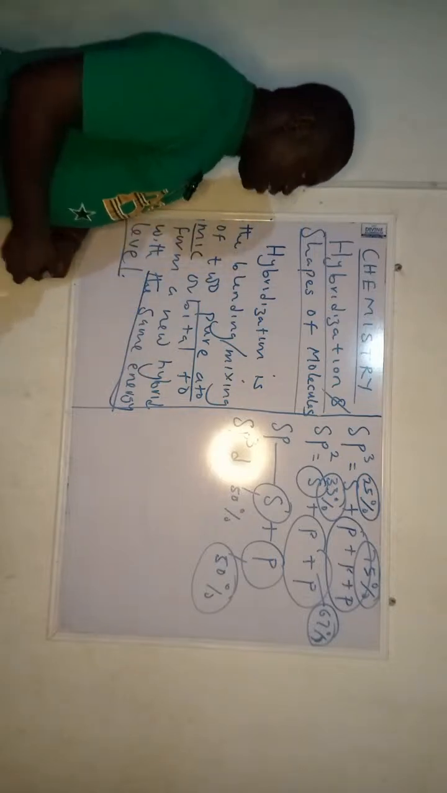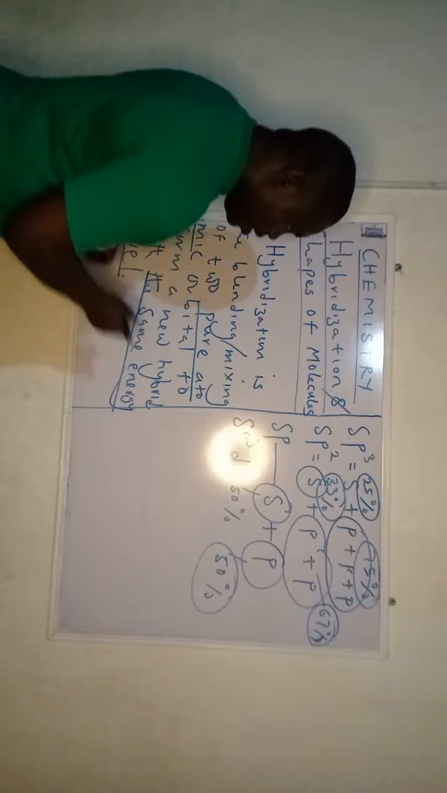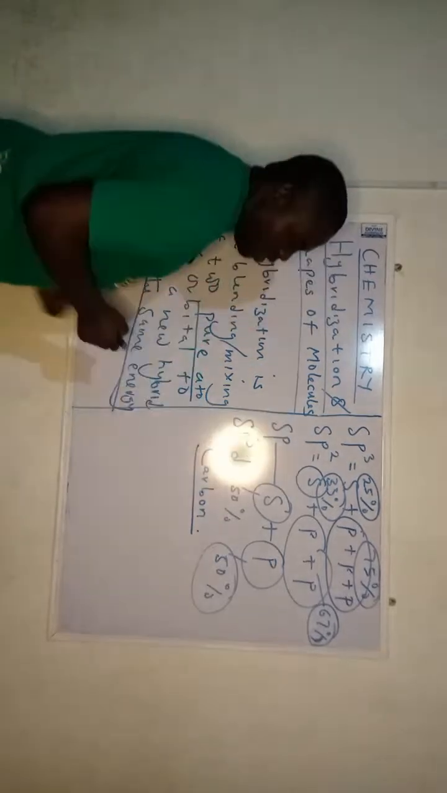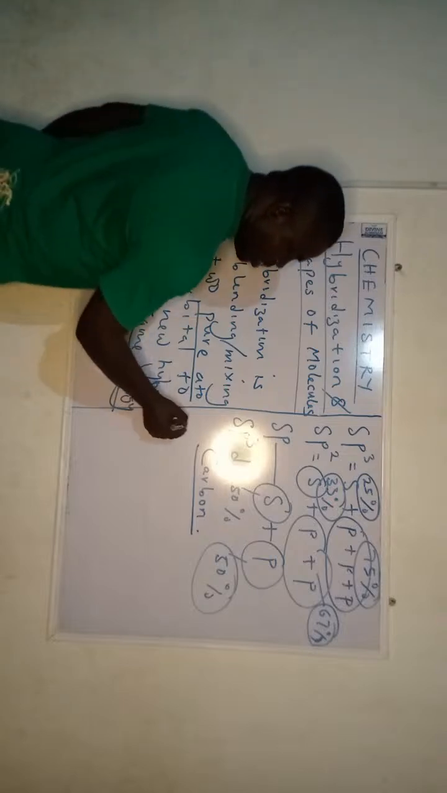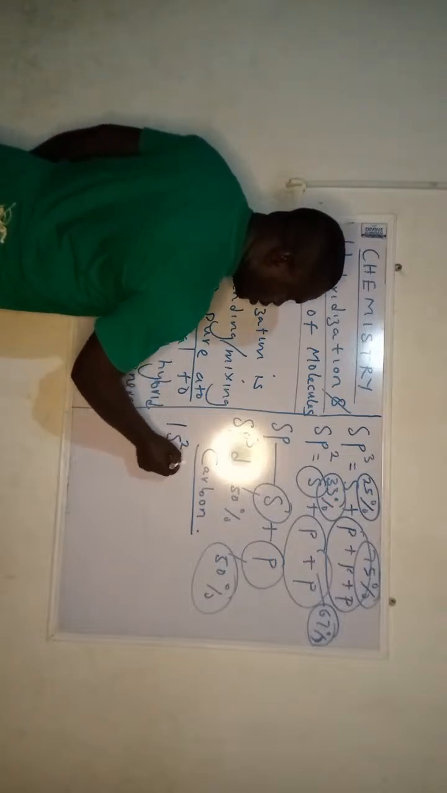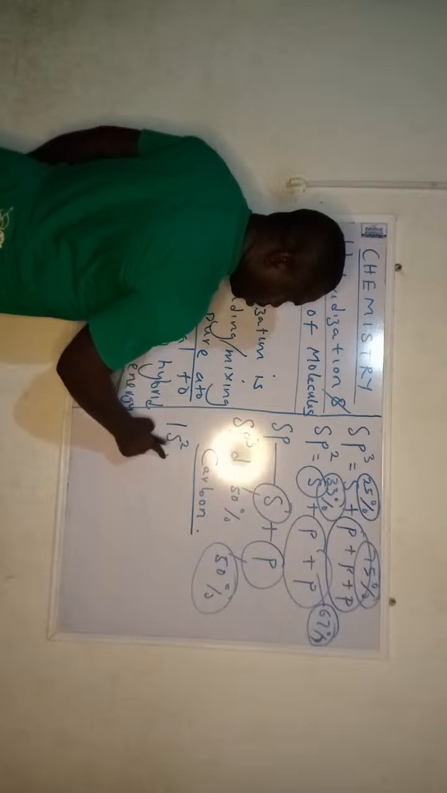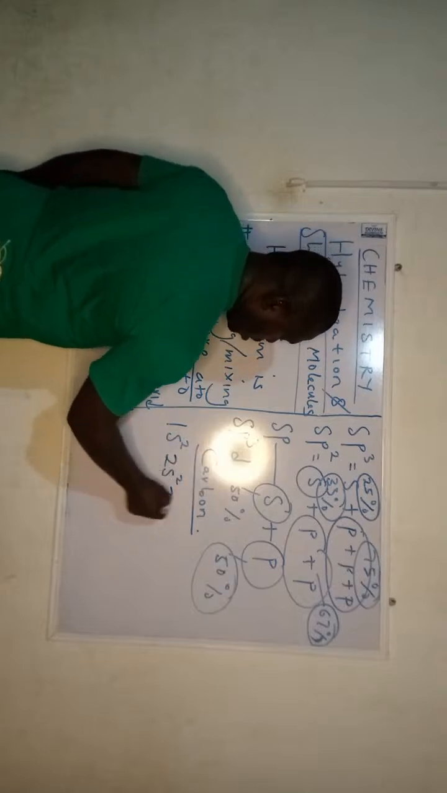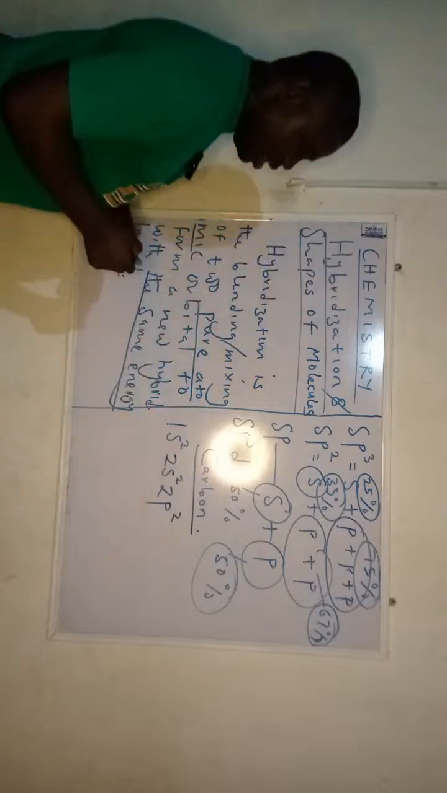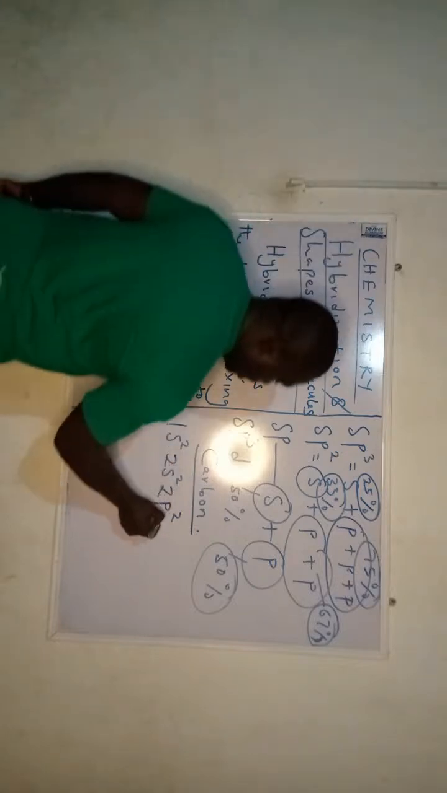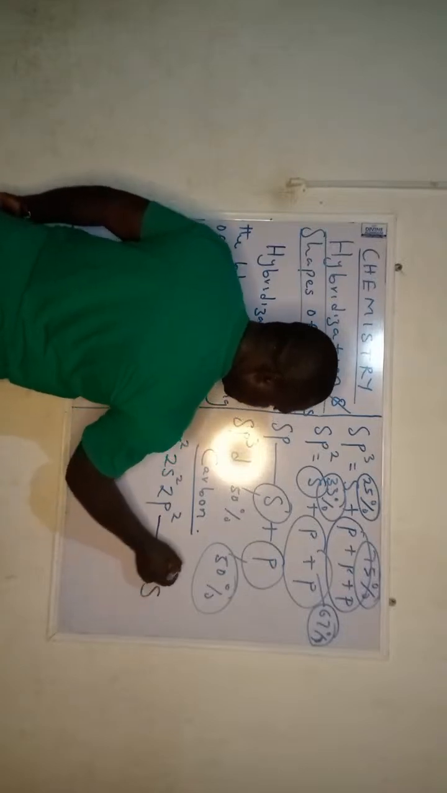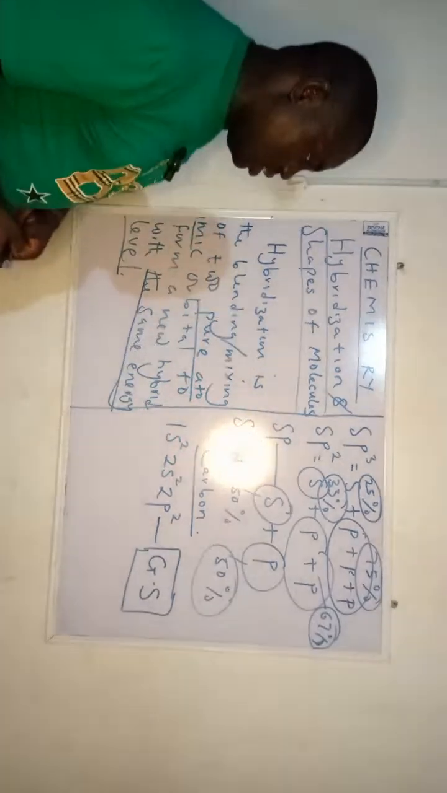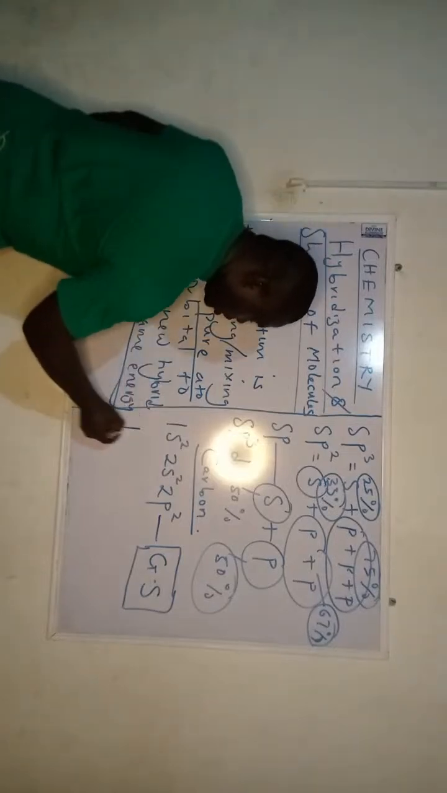Okay, so I like to start with carbon. So let's look at carbon. Carbon has electronic configuration of 1s2, 2s2, and 2p2. That's the electronic configuration of carbon in the ground state, that is, the uncombined state.